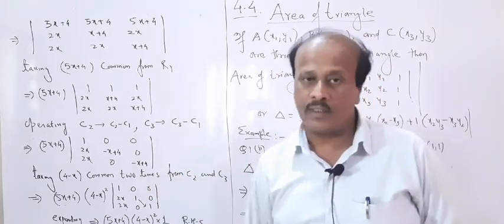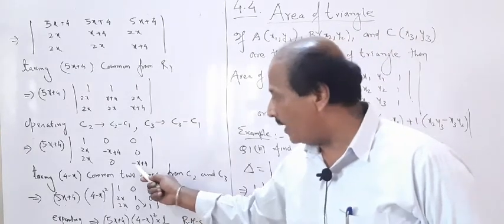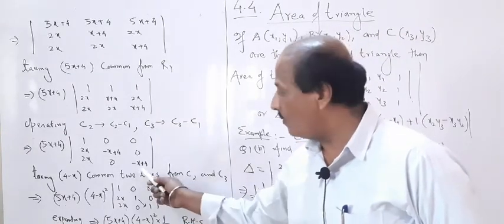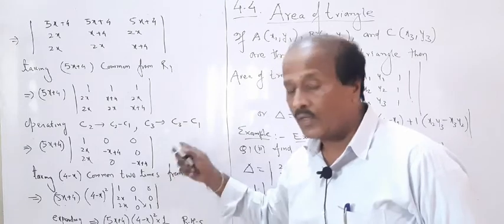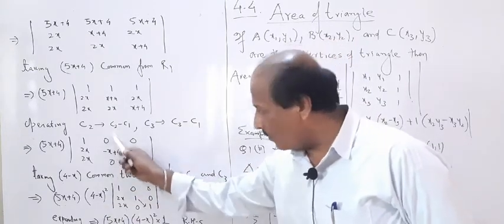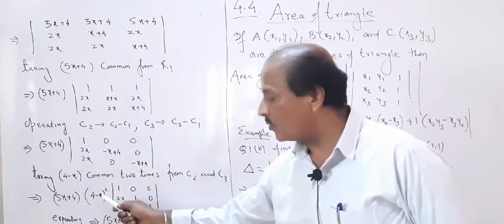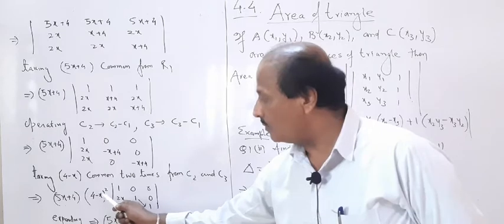Again you see the right hand side of this proof, you will find that minus x plus 4, or 4 minus x, is required on the right hand side. So you take out 4 minus x common from column 2 as well as column 3. Since we are taking it out twice, it will become a square.